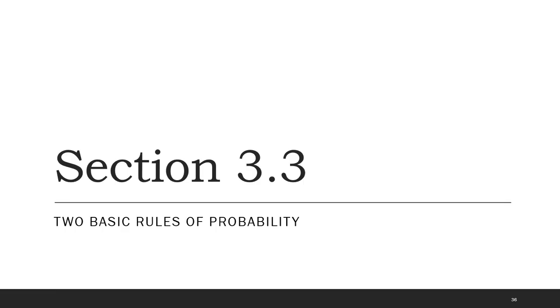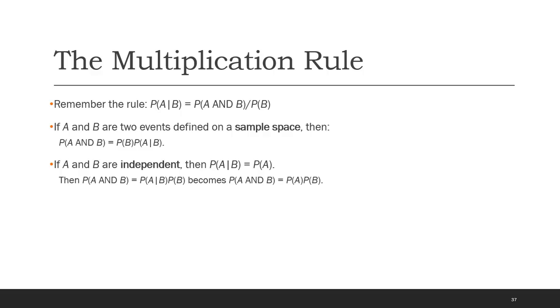So we are working through OpenStax statistics. This is section 3.3, and we're going to discuss two basic rules of probability. So first, we're going to discuss the multiplication rule.